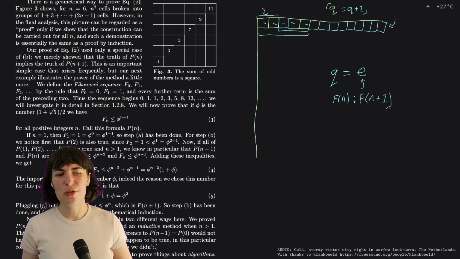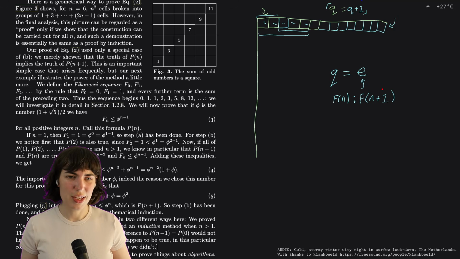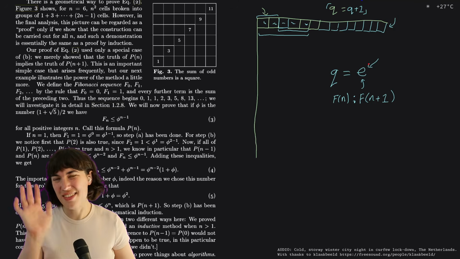The problem is if you actually try this out, because e is not an integer, you end up with it not really working very well. I think that's the problem. I can't quite remember.